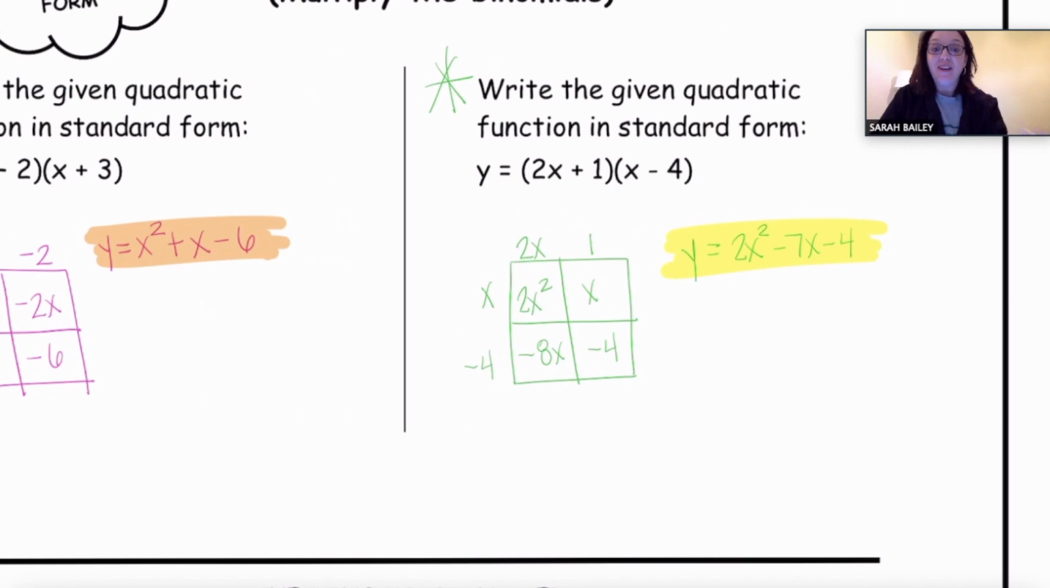Okay, so here's this problem that I've worked out for you. It should be y equals 2x squared minus 7x minus 4. You may need to pause the video and make the necessary corrections.